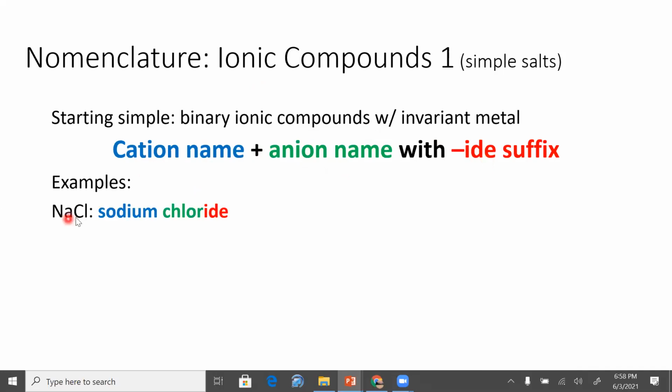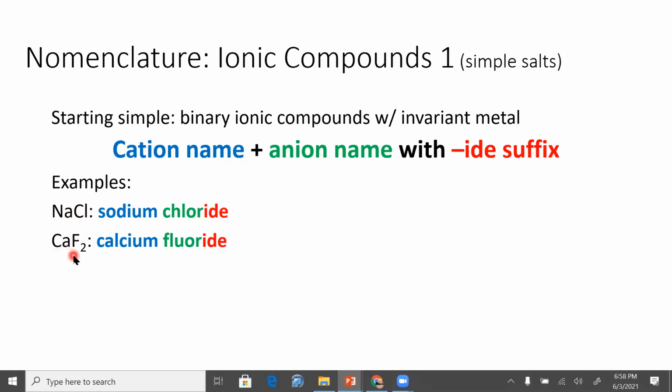NaCl. Well, it's binary because it's only made up of sodium and chlorine. It's ionic because sodium is a metal with a very low electronegativity and low ionization energy, whereas chlorine is a nonmetal and has a very high electronegativity and a very high ionization energy. So there's a transfer of electrons and there's an ionic bond here. Na is sodium. Cl is chlorine, but we're going to drop the ending and make it IDE. So NaCl is sodium chloride.